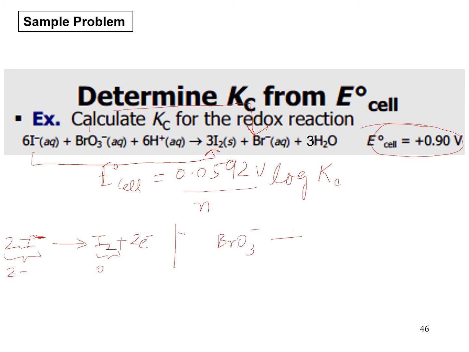BrO3 minus changes to Br minus. Okay. What do I do? Balance everything but oxygen and hydrogen. 1 Br, 1 Br, so it's balanced. Next I move to oxygen, 3 oxygen, so I add 3 water. Next I need hydrogen, so how many hydrogen? 3 times 2, 6, which means I add 6 protons right here.